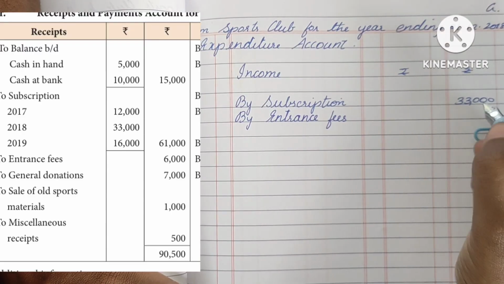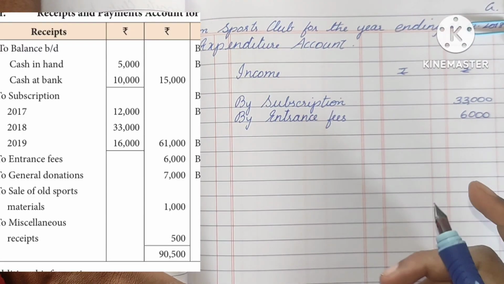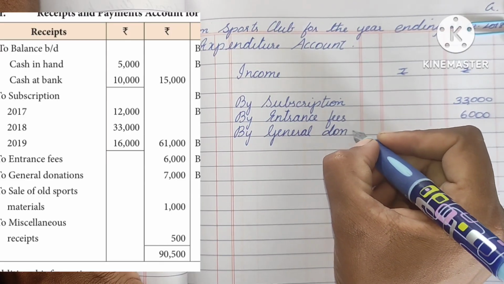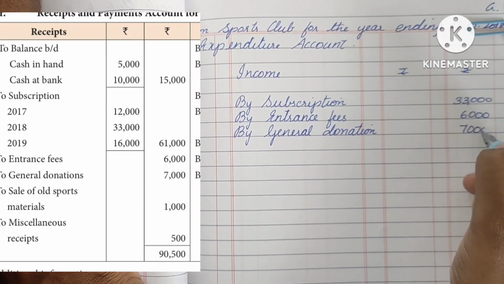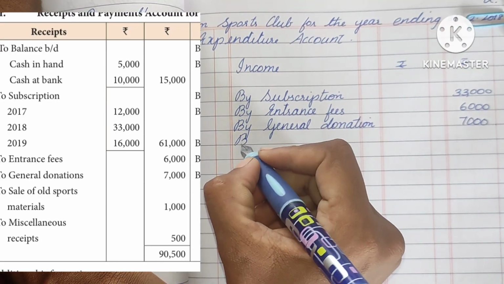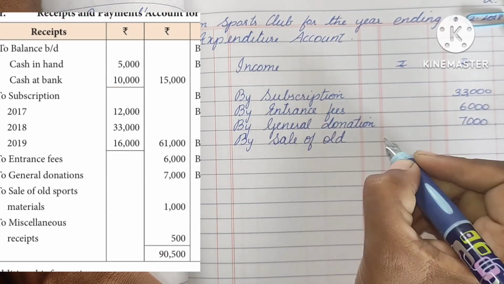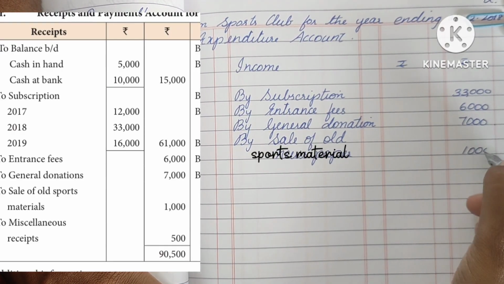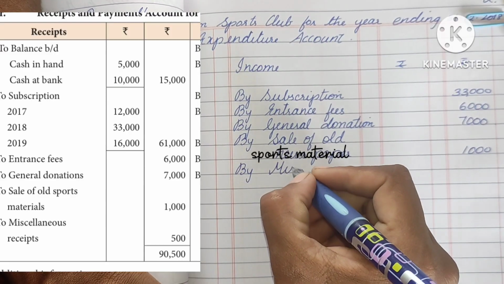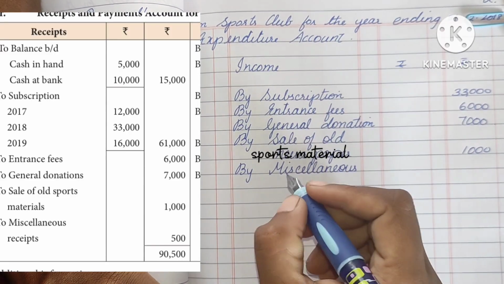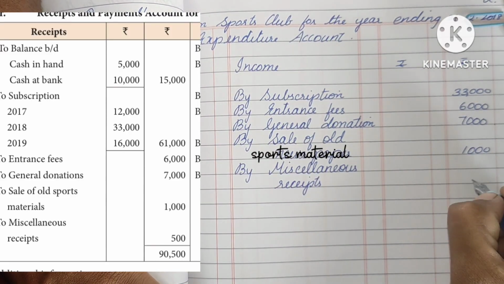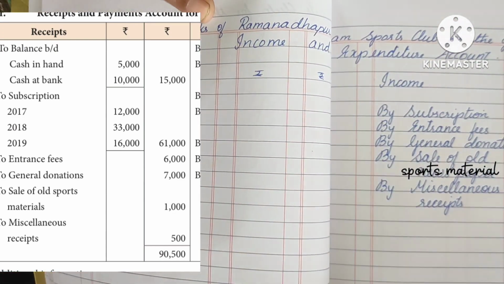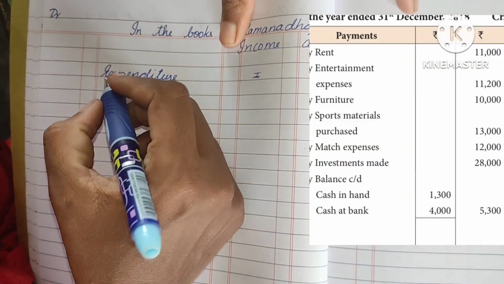And then we have sale of old sports material. The difference between sports material and sports equipment: equipment is an asset, while material becomes an income or expenditure, a revenue item. Next we have miscellaneous receipts. So other than the opening cash and bank balance, everything else will be recorded in the income and expenditure account on the income side. Let's move on to the payment side.